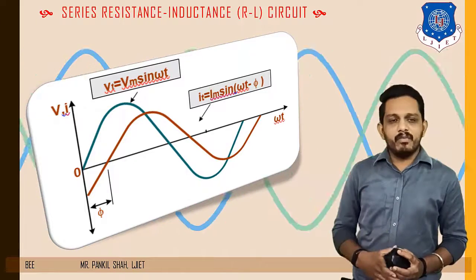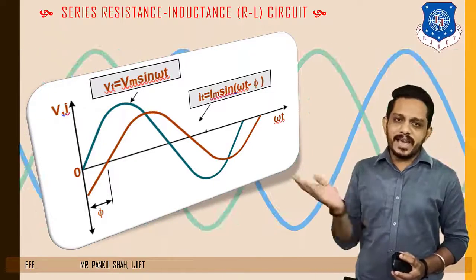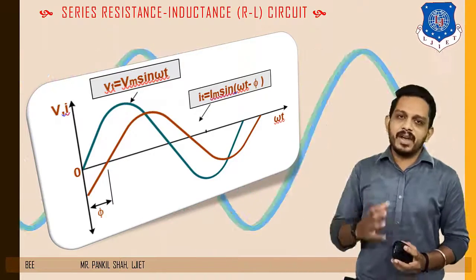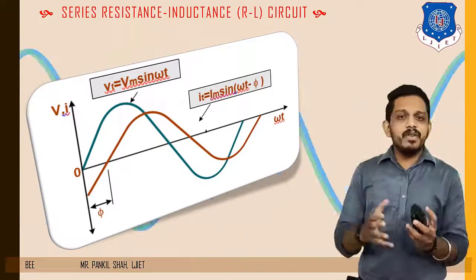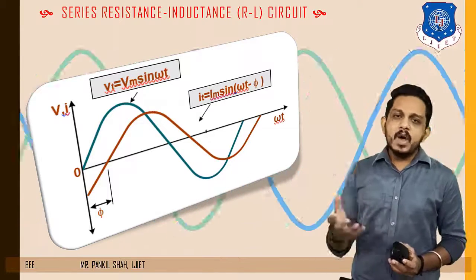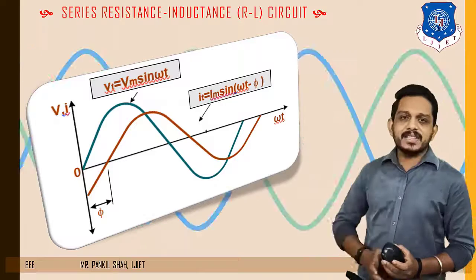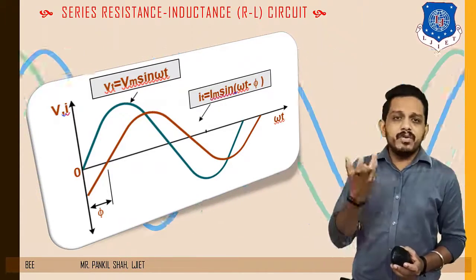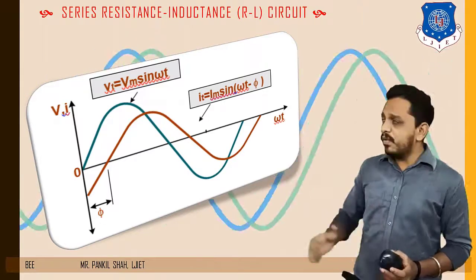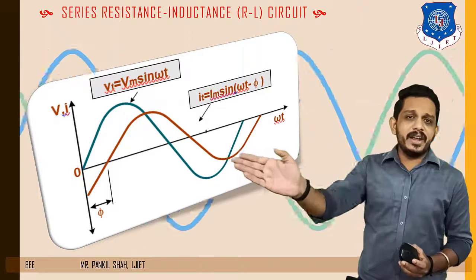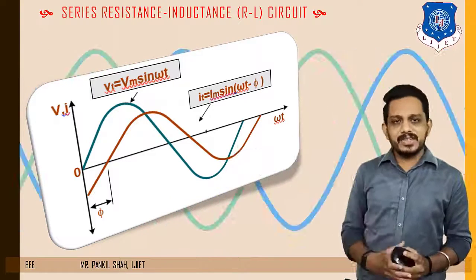In the waveform, you first have to draw the x-axis and y-axis. You can see in this diagram we have drawn one x-axis and y-axis. On the x-axis we will always take the angle theta, or you can say omega t, and on the y-axis we will always take the quantity of which we want to draw the waveform. So we have taken voltage and current on the y-axis, and theta on the x-axis.